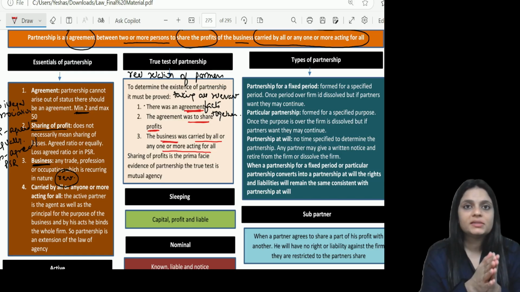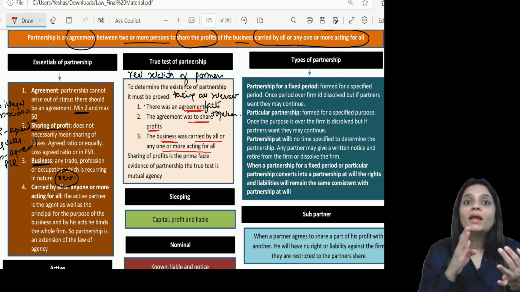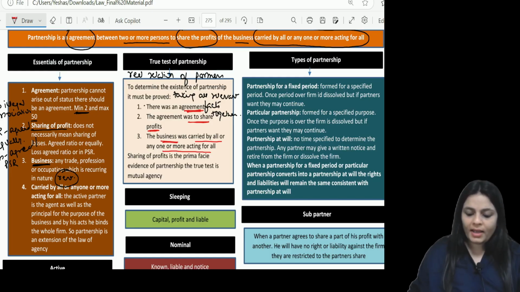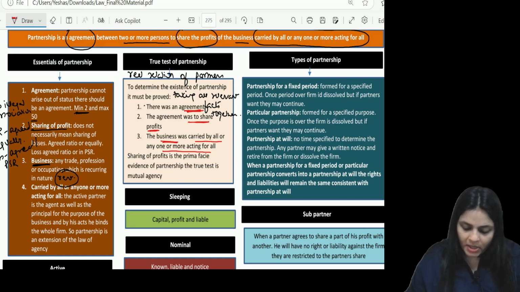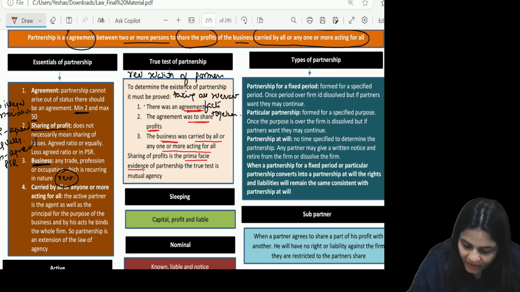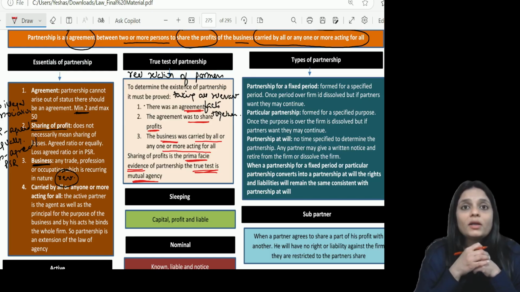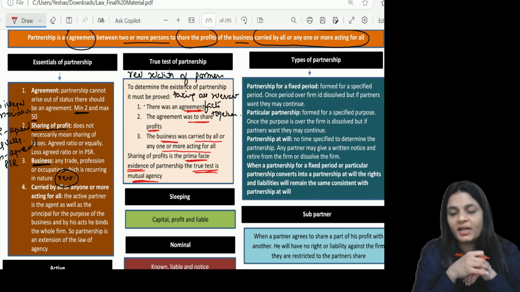For partnership to exist, I need sharing of profits, and along with that, I also need mutual agency. When both are present, then I can say partnership exists. So, sharing of profits is the prima facie evidence of partnership. The true test is what? Mutual agency.